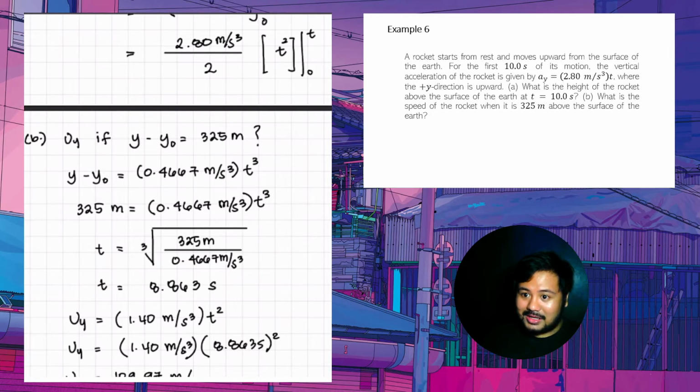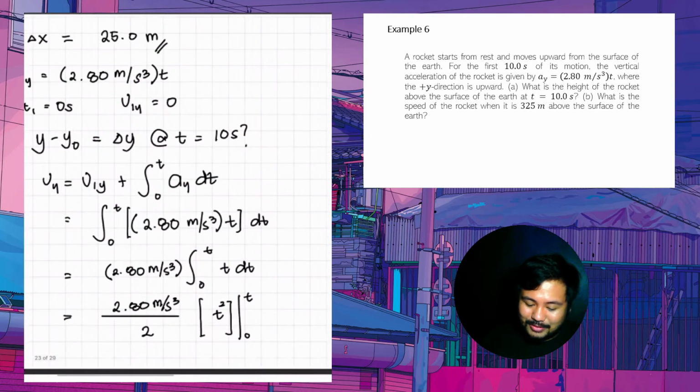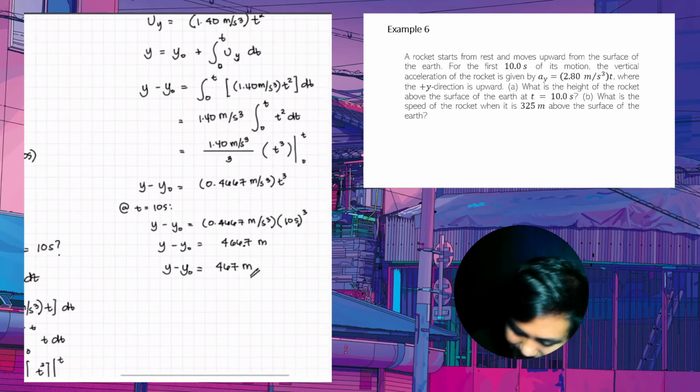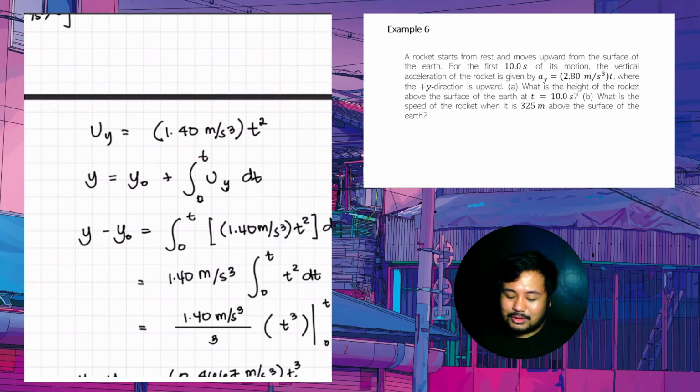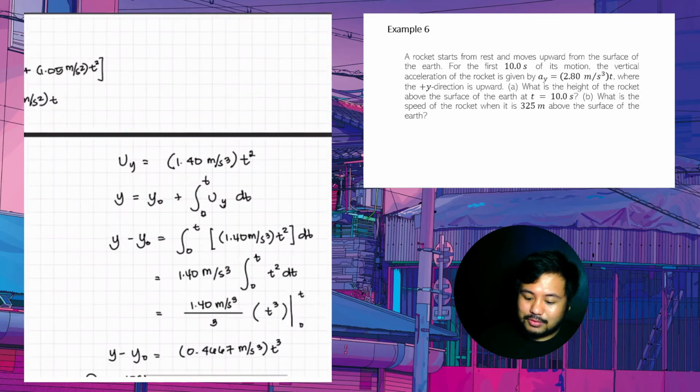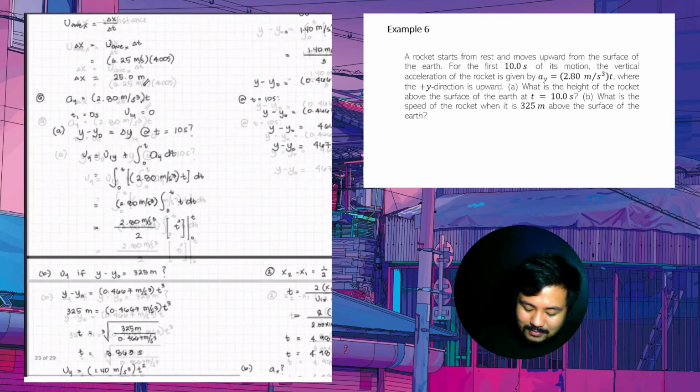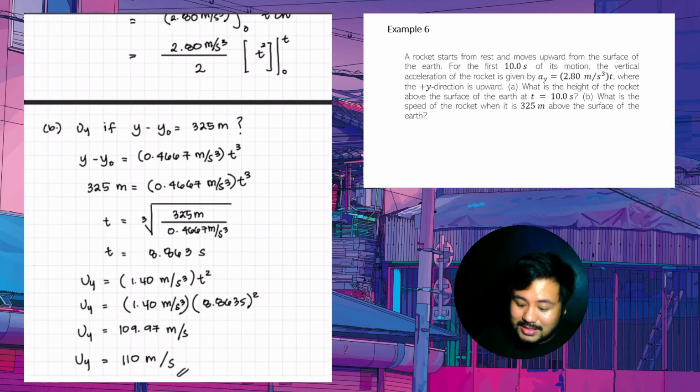And then get the time. So we have to get, not the time rather, we have to get the speed pala. So what is the speed? Sorry. So we have to solve for the speed. So we go back again to this equation. Vy is equal to 1.40 meters per second cubed times t squared, because we have already solved for time t. And that is 8.863 seconds.